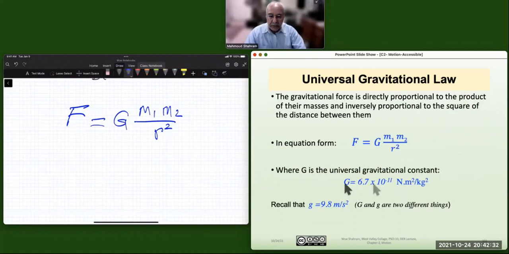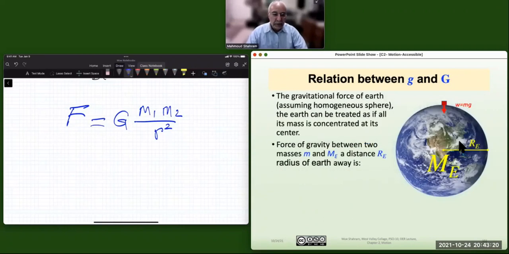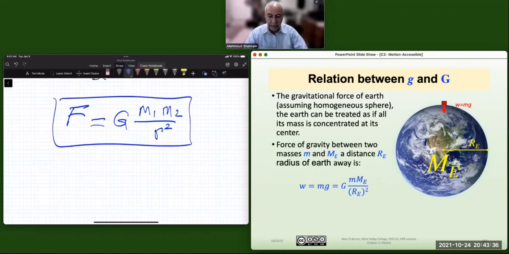And this G can be calculated experimentally. Now, this capital G is different than this little g. They are related, but it's totally different. As you can see, the units are different. The unit of this is Newton meter squared per kilogram squared. The unit of little g is 9.8 meters per second squared. When you look at a mass that is attracted by the earth, we know the force of gravity is equal to mass times g.